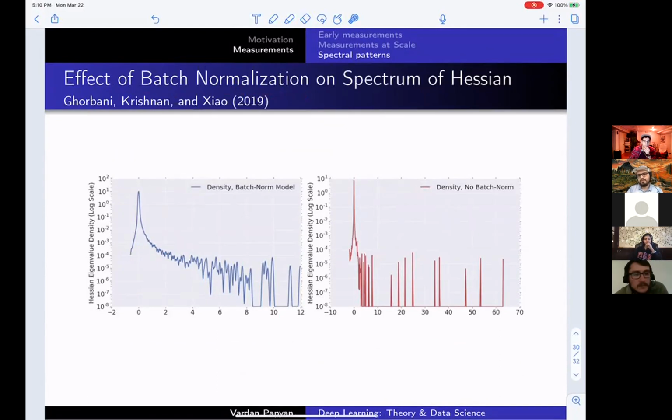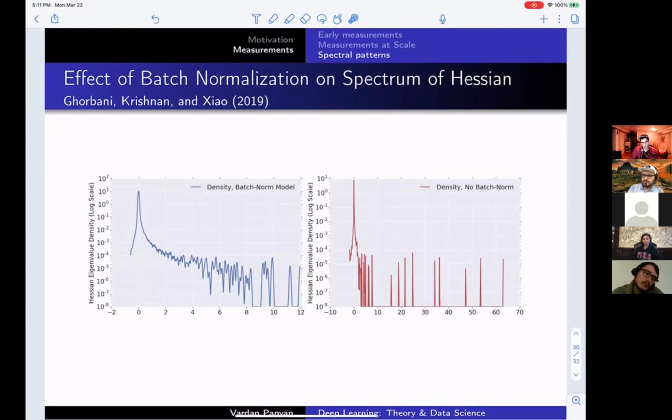So imagine you have a network which has batch normalization layers, and imagine you have another network which does not have batch normalization layers. And imagine you compare the Hessian of the two networks after training. What they found is that the Hessian of a network with no batch normalization has outliers. But if you do have batch normalization, it seems like the big outliers kind of disappeared, right?